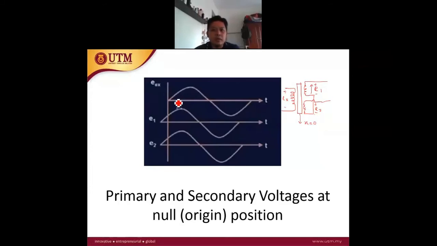So the input, I can show the input as the amplitude of EX. And you can see when the core is at the center, the flux linkages are equal, and so the mutual inductances are equivalent in the first and second secondary. So you can see here the output E1.